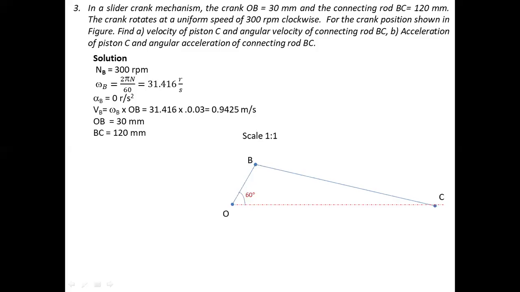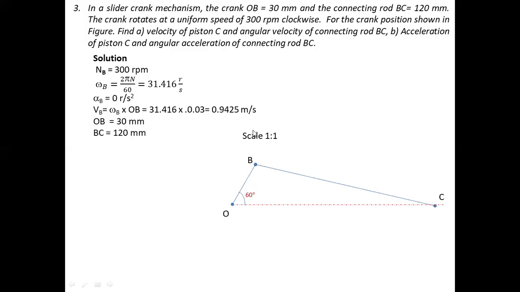So, in today's class we will discuss the velocity and acceleration diagram for a slider mechanism. This is the given data. We have crank length OB 30 mm, and the length of the connecting rod is 120 mm. The crank position is 160 degrees and the crank speed is 300 rpm in the clockwise direction.